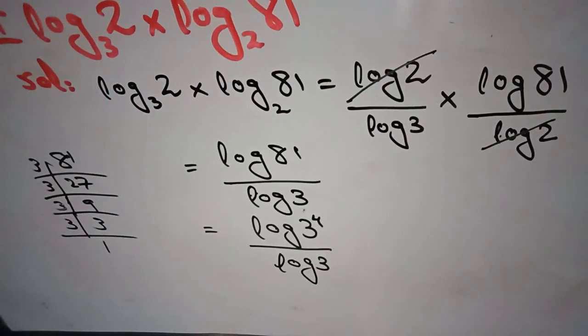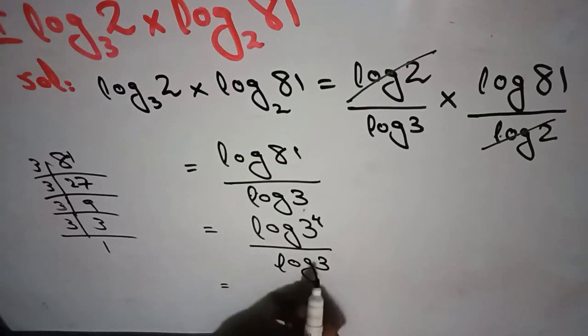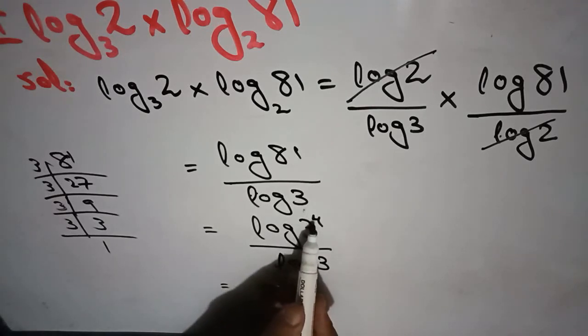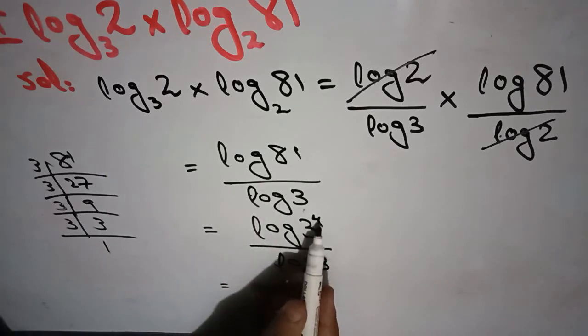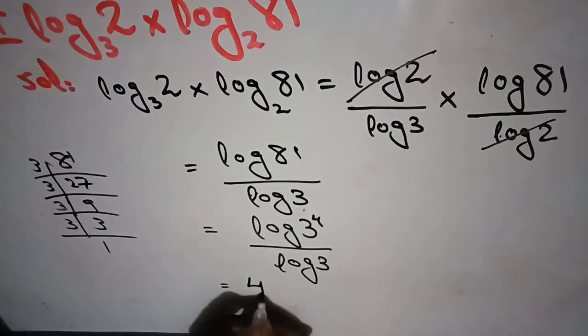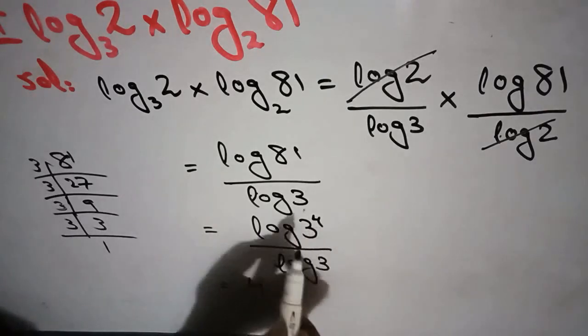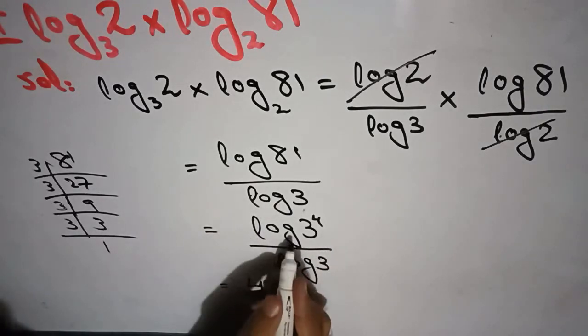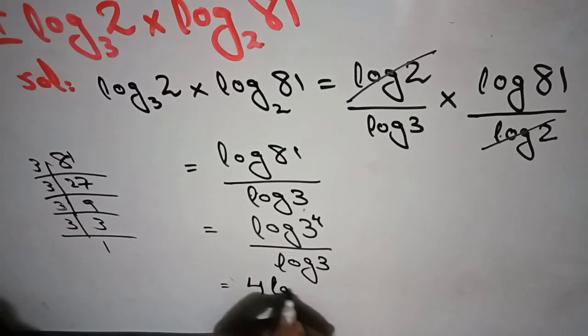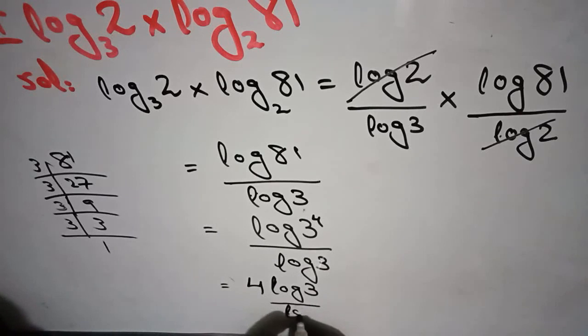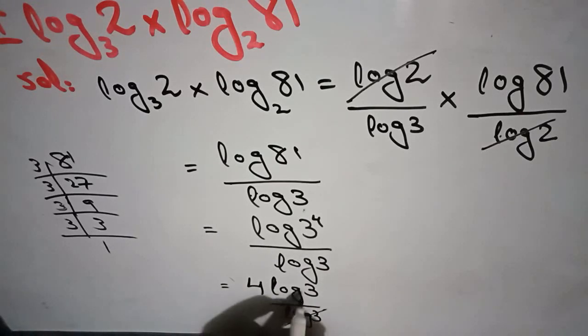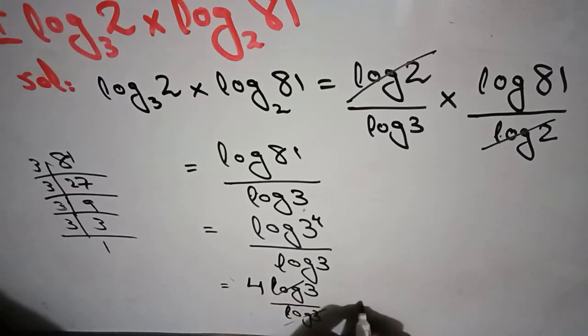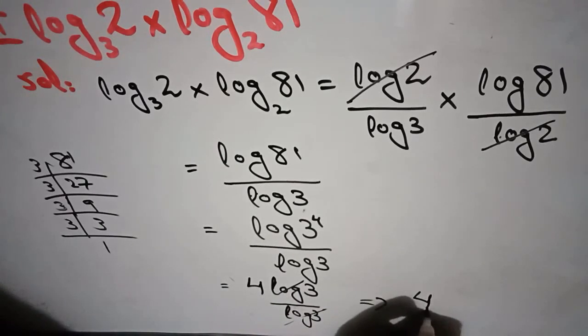And now in the next step, you will just use the property of the log to write the power before the log. I am just writing the power of 3's power 4 before the log, like 4 log 3 in the numerator, and log 3 in the denominator similarly. So this log 3 will be cut with this one. The answer will be 4 only.